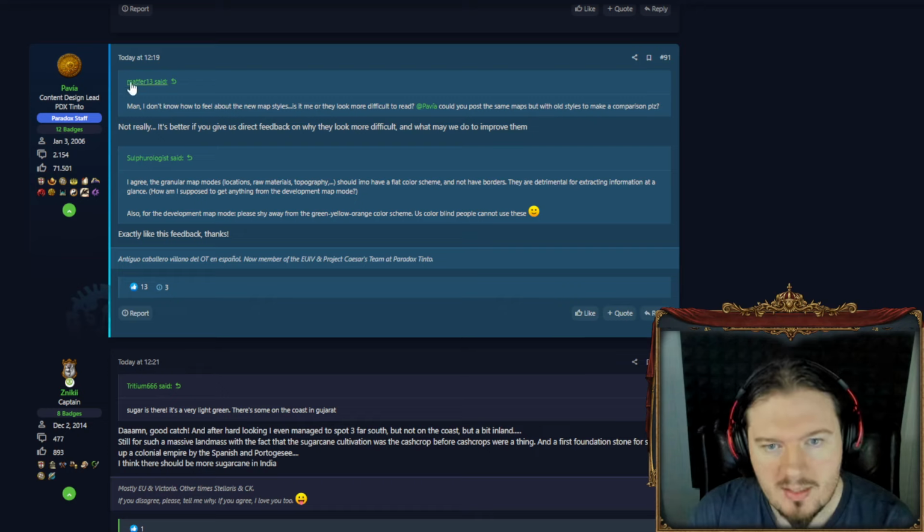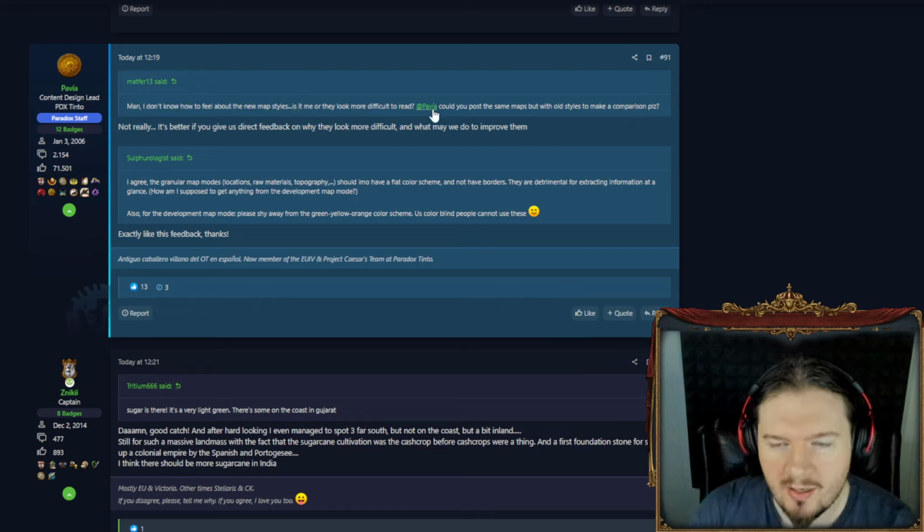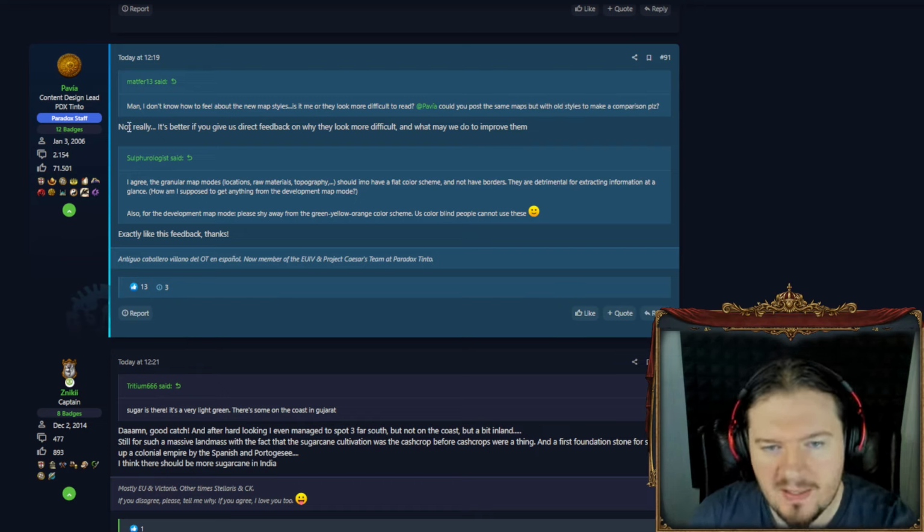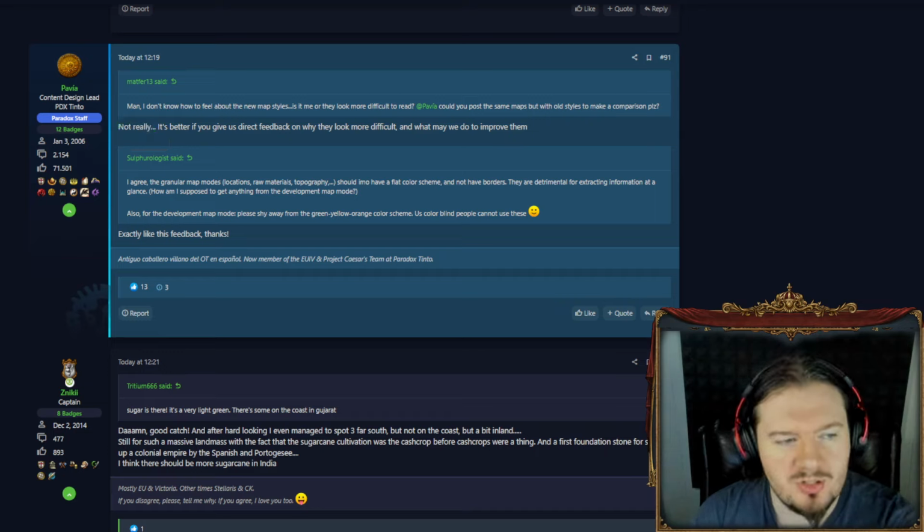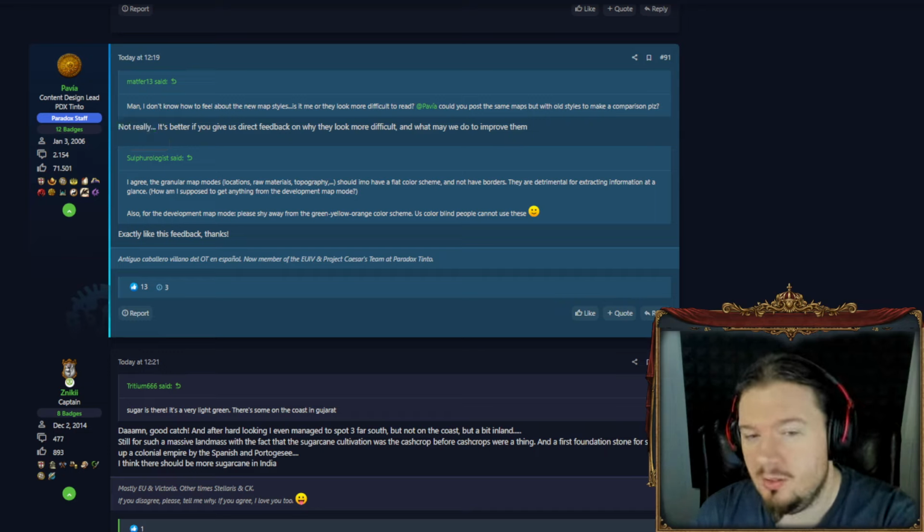As Mattifer points out here, I don't know how to feel about the new map styles. Is it me, or do they look more difficult to read? Then asking if they can paste it with the old styles just to compare. But that's not really possible. It's not just a flip a switch, go back to the old one.